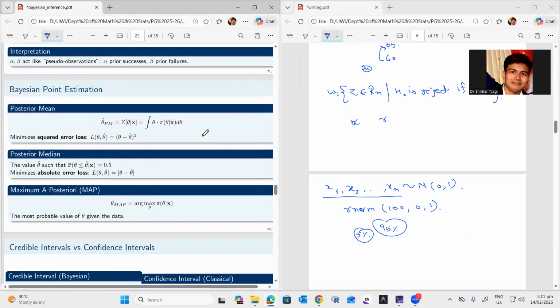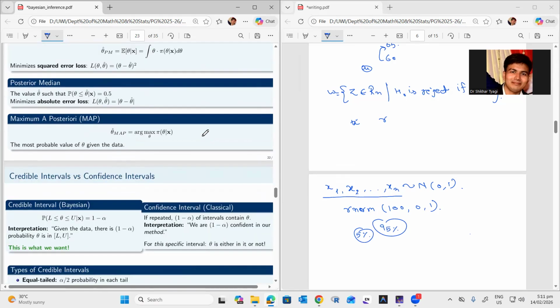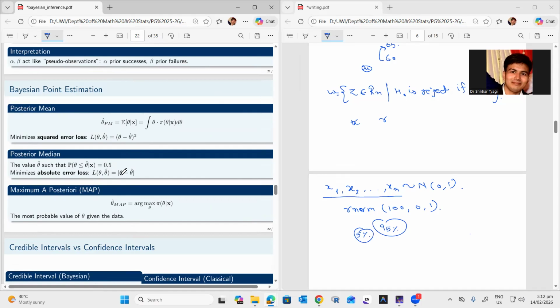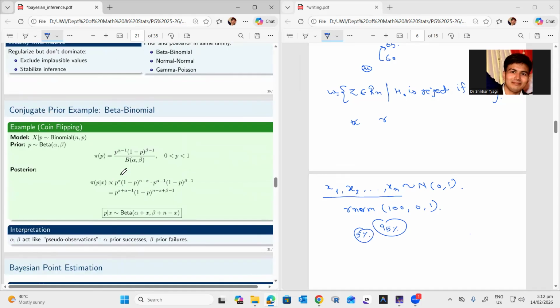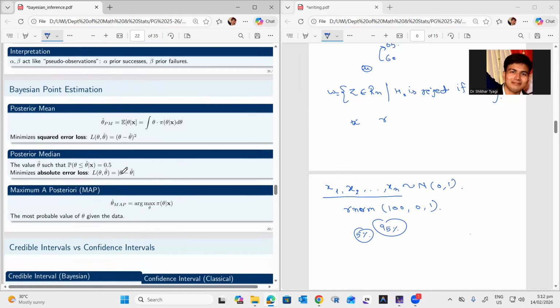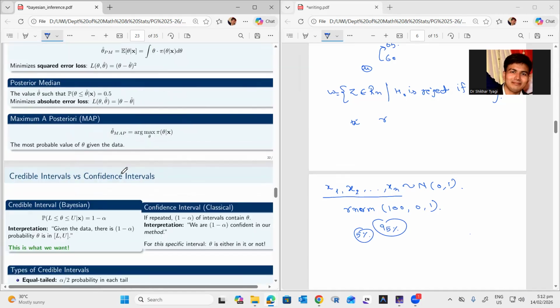We discussed under different types of Bayesian estimation, under the squared error loss, under the LINEX loss and other things, and similarly we discussed the credible intervals. Here we will discuss how it is different from the confidence interval.